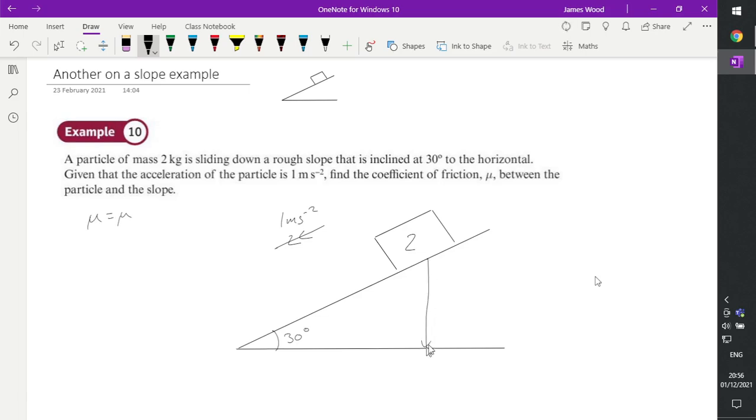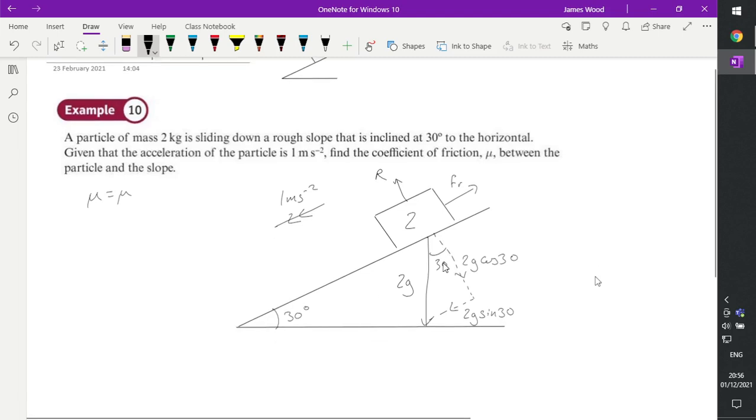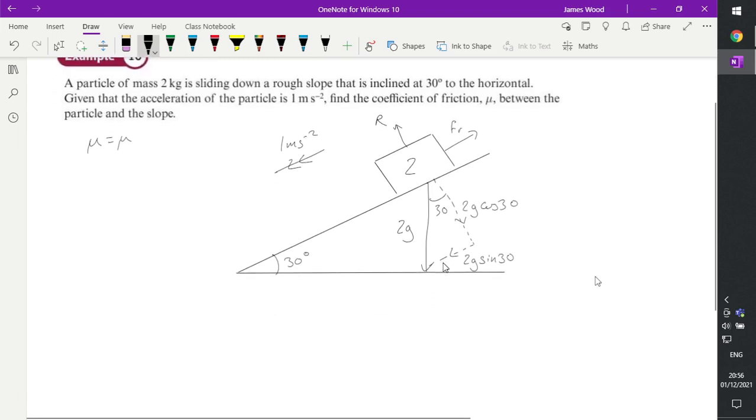Let's draw our forces on and resolve them. So I've got 2g cos 30 here, and I've got 2g sine 30 here, and I've got the reaction force here. And if it's sliding down, then friction is trying to stop it. So friction is acting up this way. Okay, now you've got to try and resolve this to find out what the value of mu is. So basically trying to find what the friction here is.